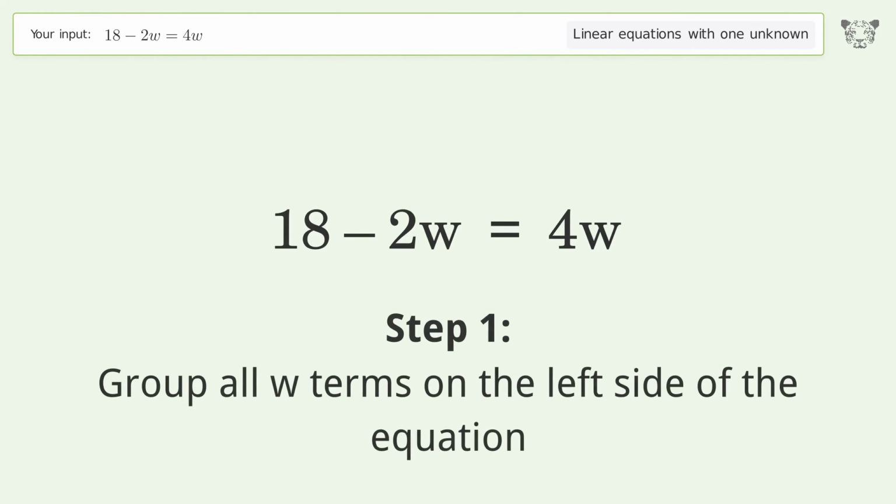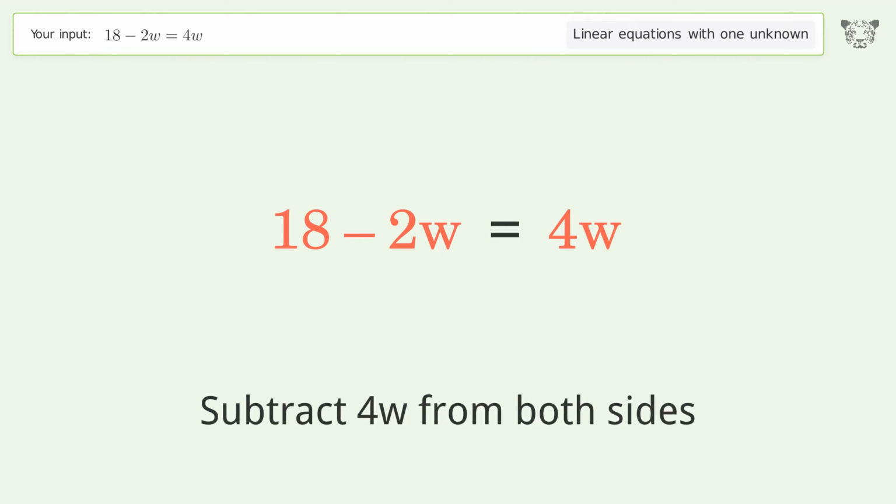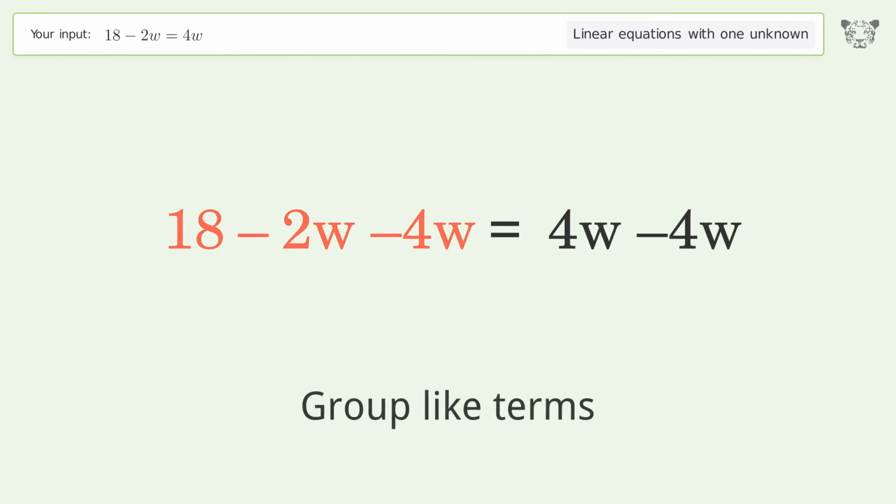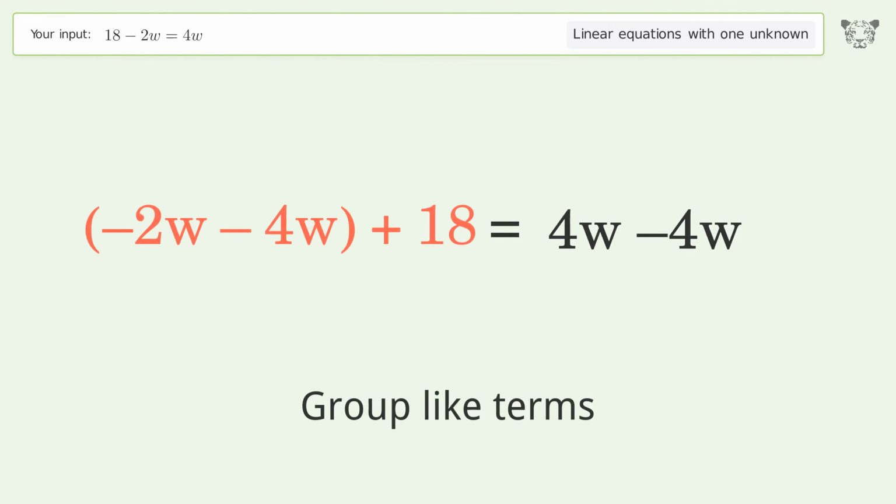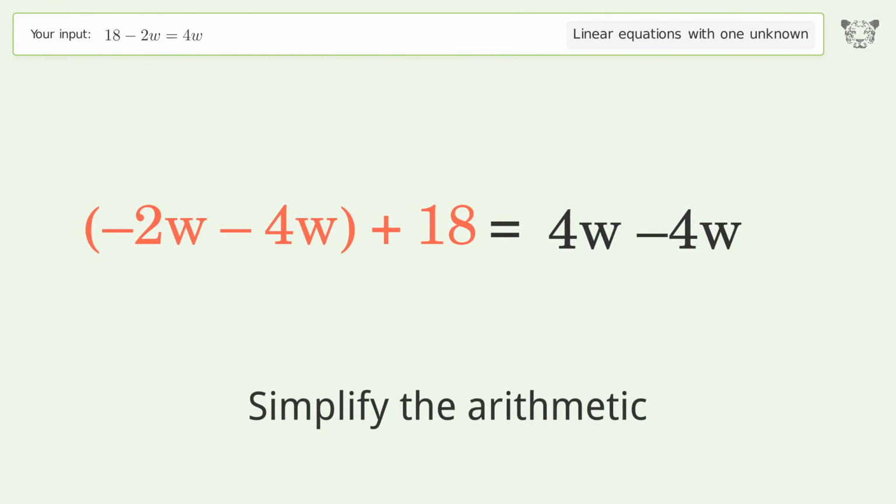Group all w terms on the left side of the equation. Subtract 4w from both sides. Group like terms. Simplify the arithmetic.